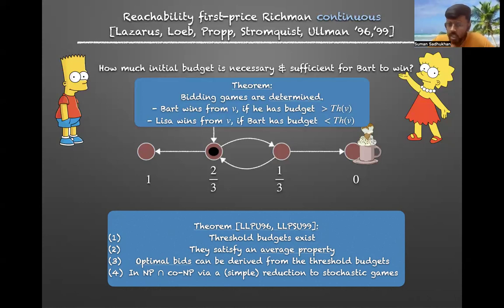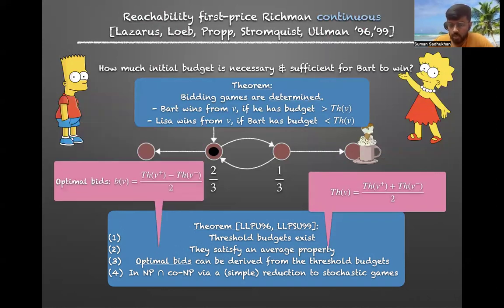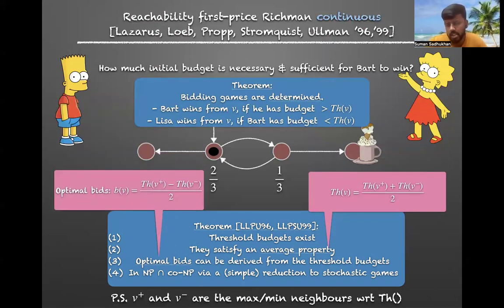And you can see that the threshold budgets satisfy the average property, which means that the threshold budget at a vertex is the average of the threshold budgets of two neighboring vertices, which we call V plus and V minus. There could be many neighbors, but V plus and V minus are the two neighbors with the most and the least threshold budget. These are the maximum and minimum vertices with respect to the threshold budget, so we call them the max neighbor and min neighbor.